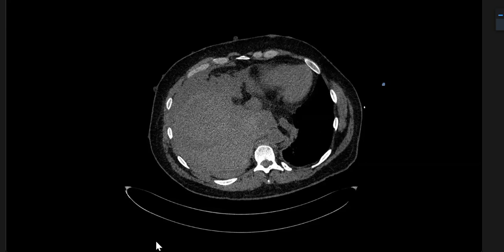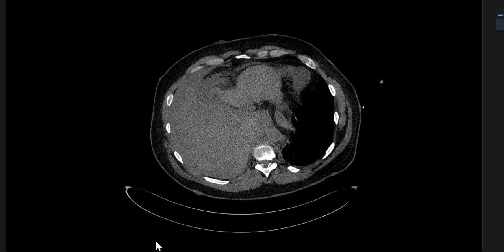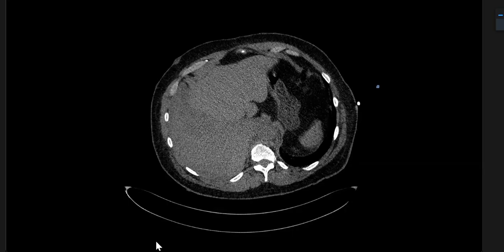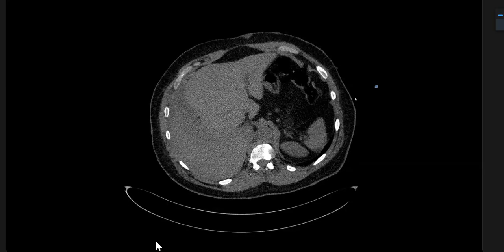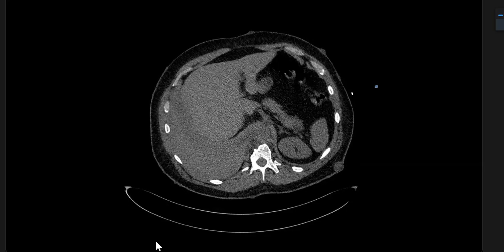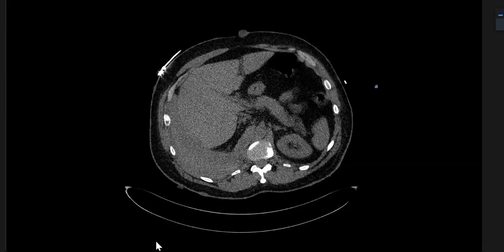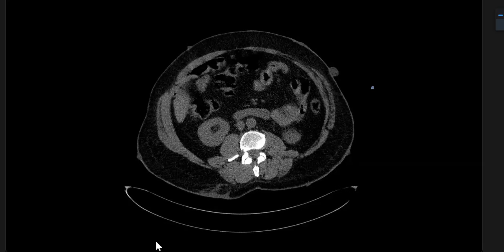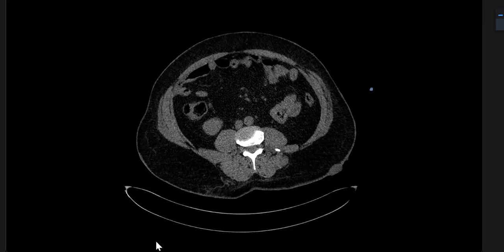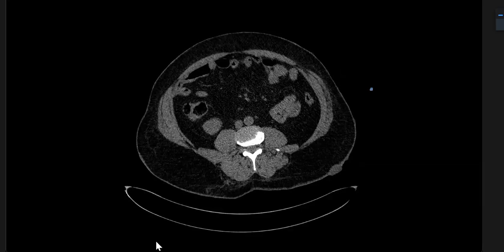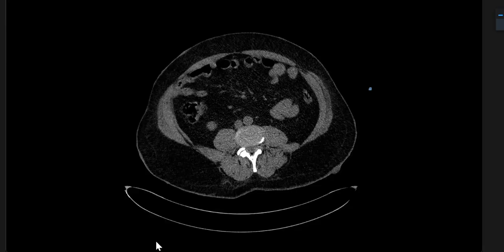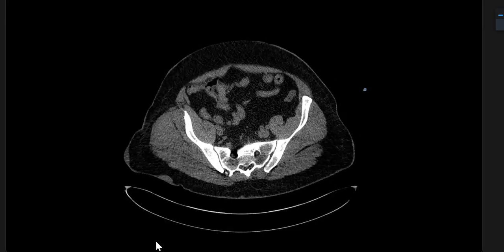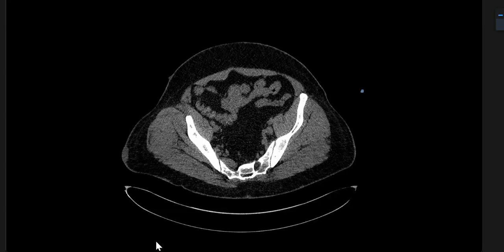I want to see the lung windows also. First of all, it should be completed. I will compare it from the top to the bottom. In the non-contrast section, I can see there is a pleural effusion with the underlying.